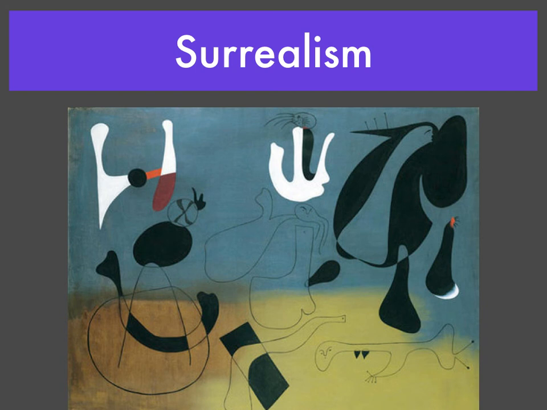Now, the surrealists are a very interesting group of artists. They would experiment with very many different forms, and they would experiment with different substances, drugs, drinking, to try to bring that unconsciousness up into the conscious world.